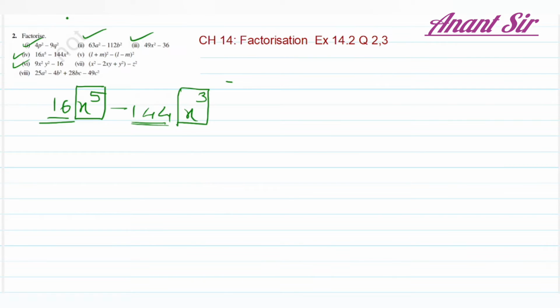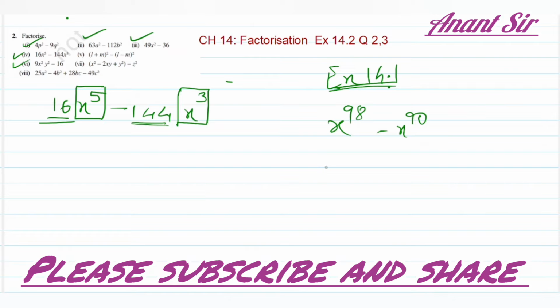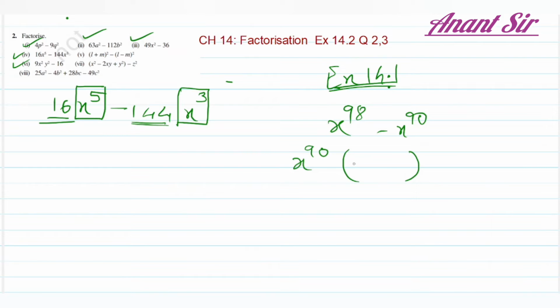In the first video of this chapter, when we solved 14.1, we saw how to take common for these types of questions. If it is x raised to 98 minus x raised to 90, what to do? Take the minimum power common. So what is the minimum power here? 90. So when you take x raised to 90 common, many students will write this: in the first term it was x raised to 98, we have taken x raised to 90 common, so x raised to 8 will remain, and this is the final answer. Many students will do it like this.